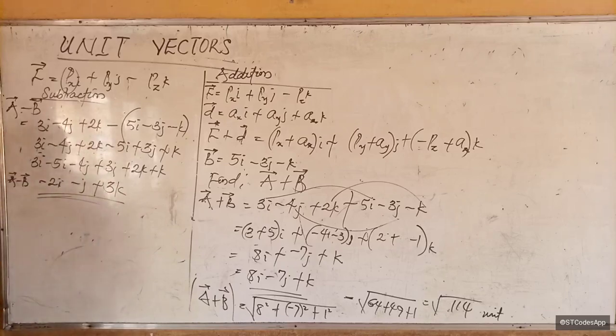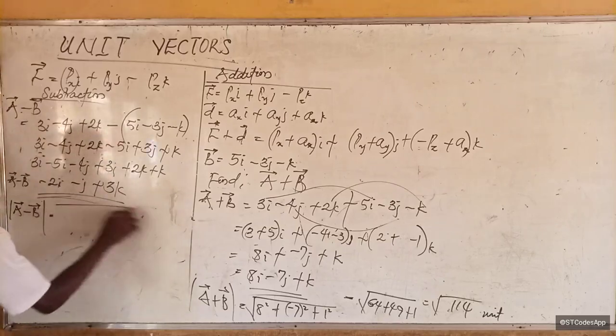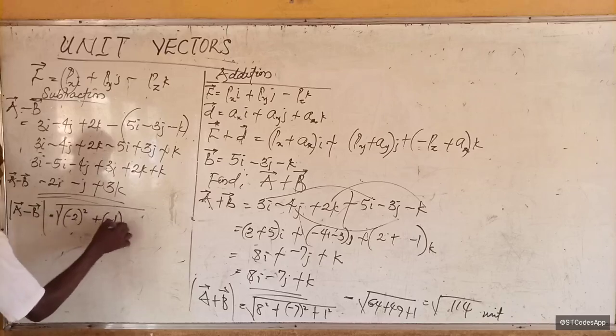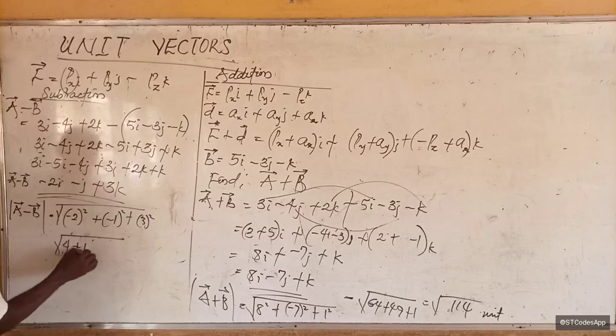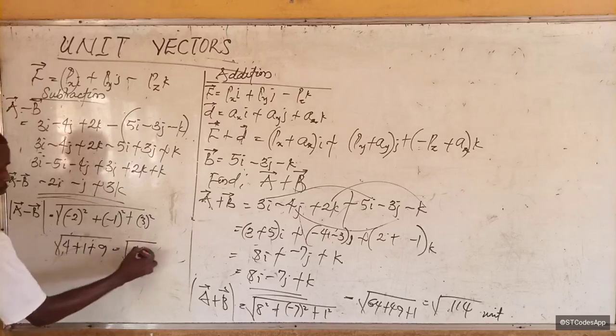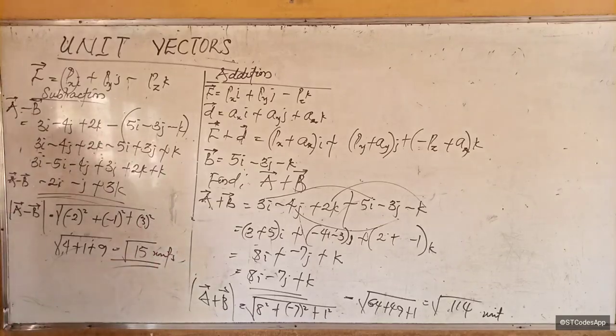And if you are told to find the magnitude of that, it would be equal to the square root of minus 2 squared plus minus 1 squared and plus 3 squared. And this becomes the square root of 4 plus 1 plus 9. And this is the square root of 14, and that unit. All right, and that will be the value of this vector.